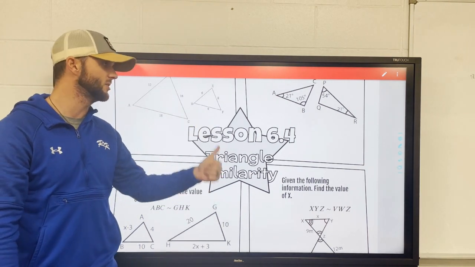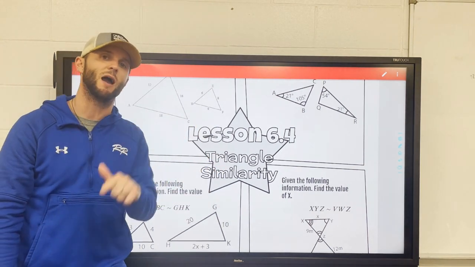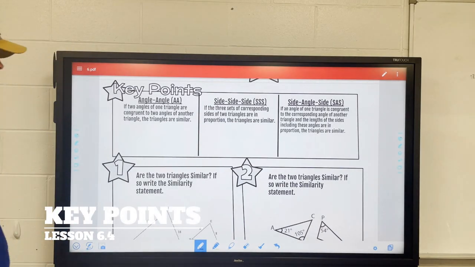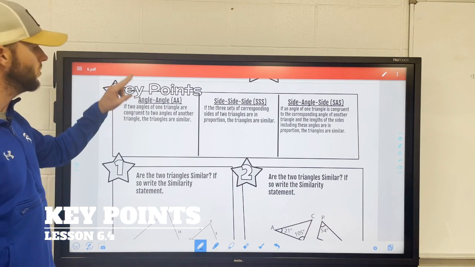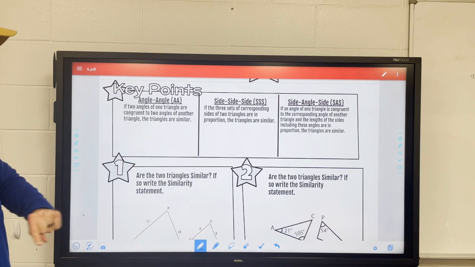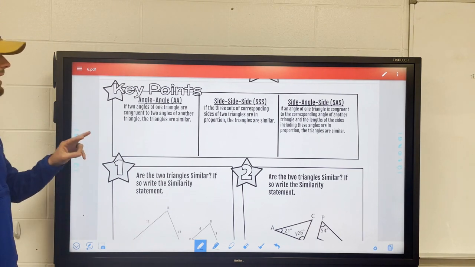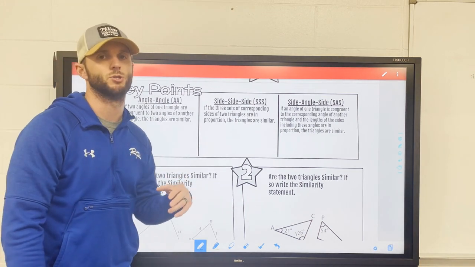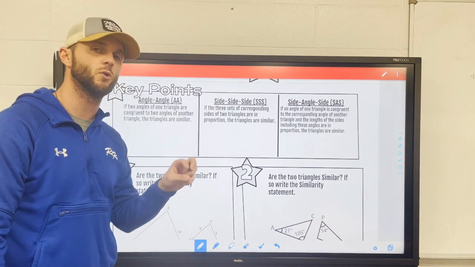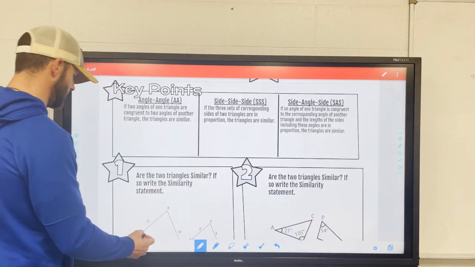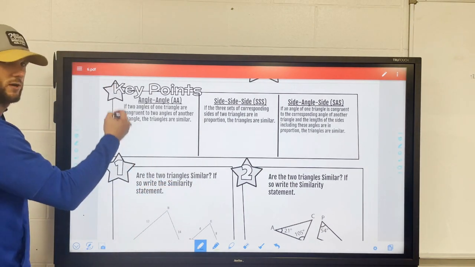So let's go ahead and jump into some rules to help you figure out triangle similarity. All right, so looking at my key points here, it says angle, angle. That means if two angles of one triangle are congruent to two angles of another triangle, the triangles are automatically similar to each other. Not necessarily congruent, meaning they're similar, meaning proportional. So for instance, let me draw two triangles real quick so I can show you.